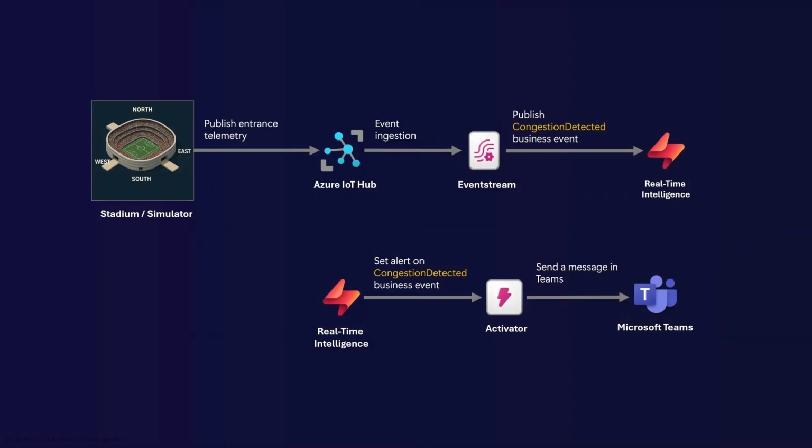Raw sensor data in, a validated business event out. The right people notified instantly. That is business events in Microsoft Fabric. One event, multiple consumers, zero coupling.